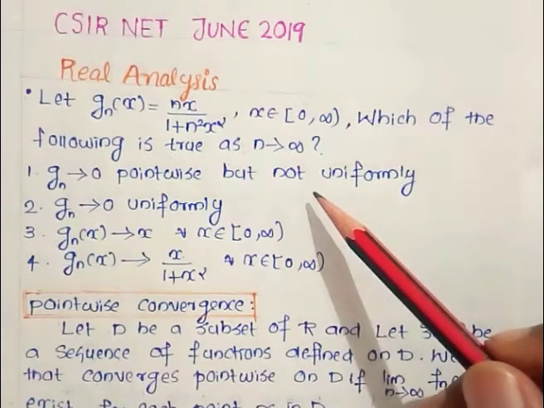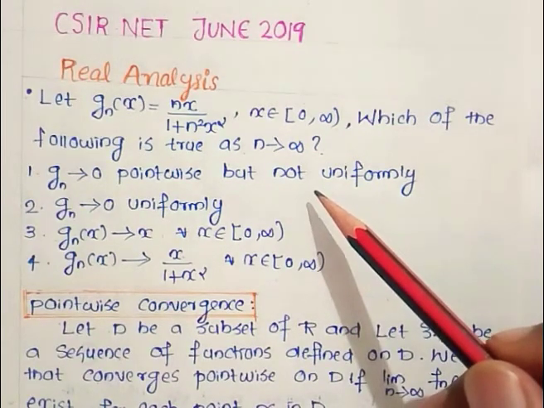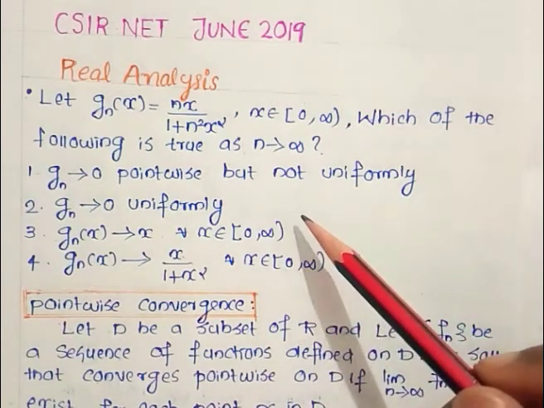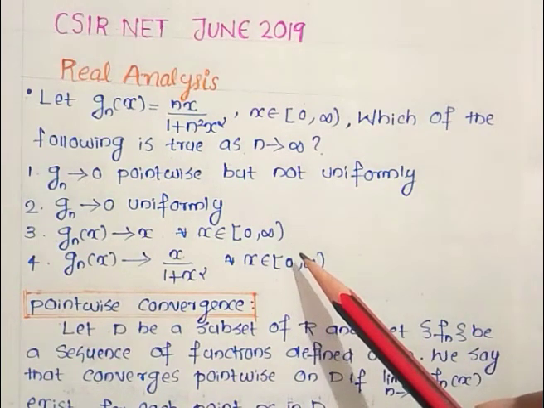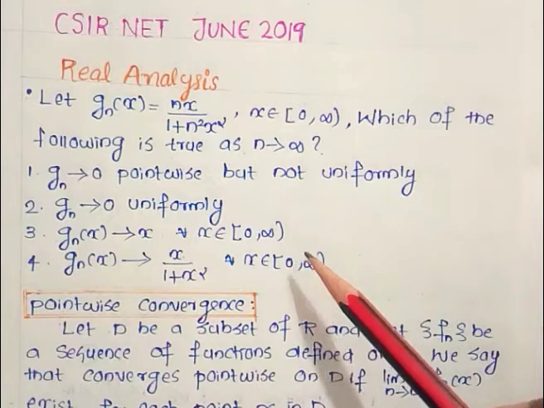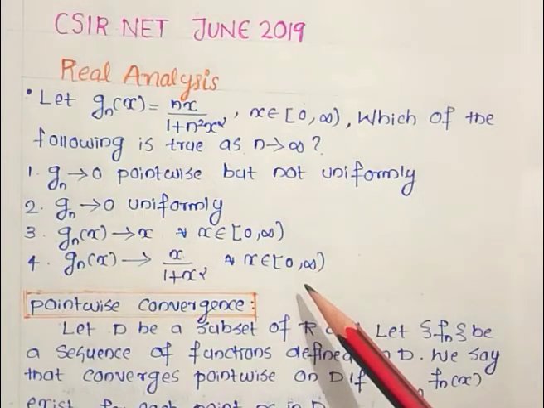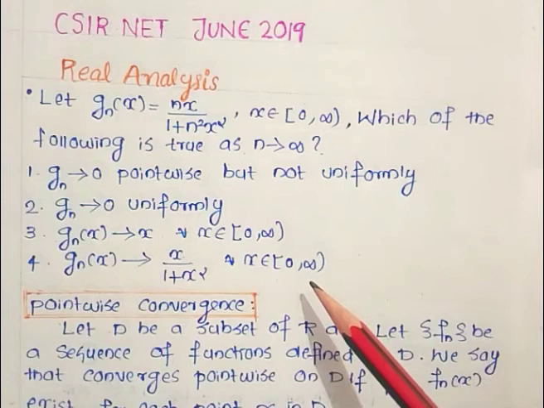First option, Gn tending to 0 pointwise but not uniformly. Second option, Gn tending to 0 uniformly. Third option, Gn of x tending to x for all x belongs to 0 to infinity. And fourth option, Gn of x tending to x divided by 1 plus x square for all x belongs to 0 to infinity.